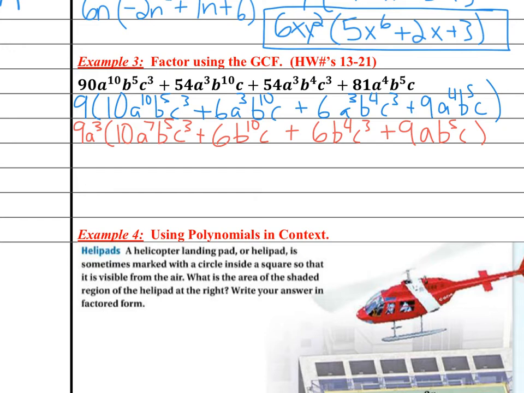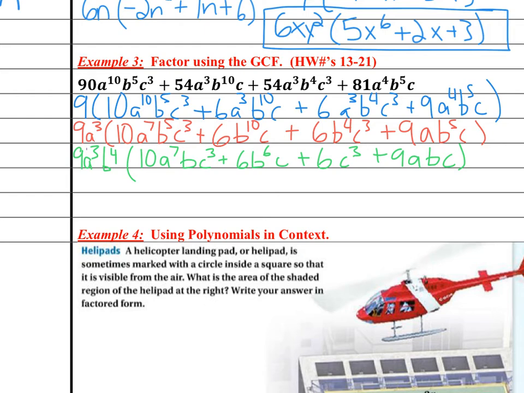Time for the B's. First has 5, then 10, then 4, then 5. So the most I can take out is 4. They all have at least 4. So I need to keep the A's in there. So I need to say 9A to the 3, then B to the 4. And what I would have left is 10A^7, only 1 B left, C^3, plus 6. I took out 4 B's, so I have 6 left in the second term. None left in the third term, so 6C to the third, plus 9A, 1 B left, and a C.